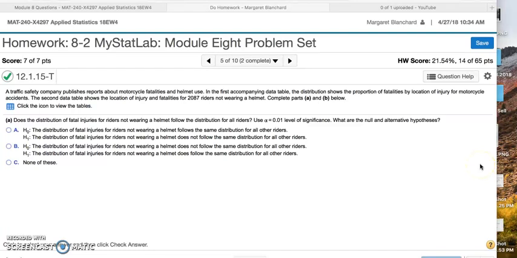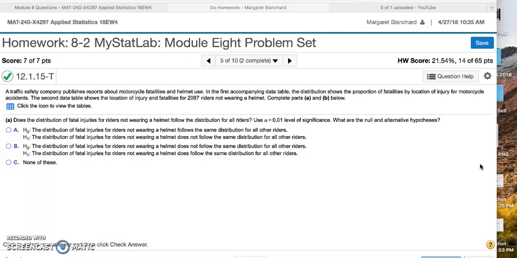This is Module 8, Number 5. A traffic safety company publishes reports about motorcycle fatalities and helmet use. In the first accompanying data table, the distribution shows the proportion of fatalities by location of injury for motorcycle accidents. The second data table shows the location of injury and fatalities for 2,087 riders not wearing a helmet. Complete parts A and B below.